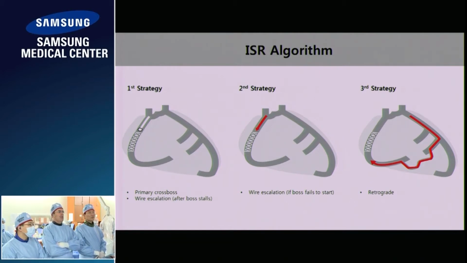So if you see on the left there, our first strategy has been to go primarily with cross-boss and wire escalation. Then if the cross-boss stalls, our second strategy would be just going to conventional wire escalation, and then our third strategy would be to retrograde. And obviously there are retrograde options here, and there are antegrade options here. So a slightly unusual approach with a cross-boss first.